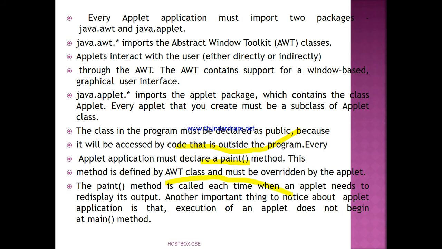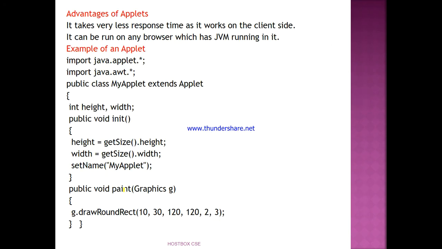The paint method is called each time an applet needs to redisplay its output. If you want to view the output in the window screen, we need the support of paint, so every time the paint method is used, it displays the output in the relevant screen. Some advantages: we prefer applets because they take very little response time as they work on the client side, and they can run on any browser that has a JVM running on it.